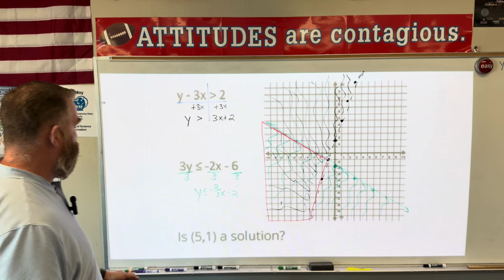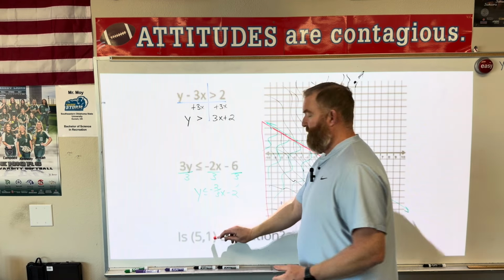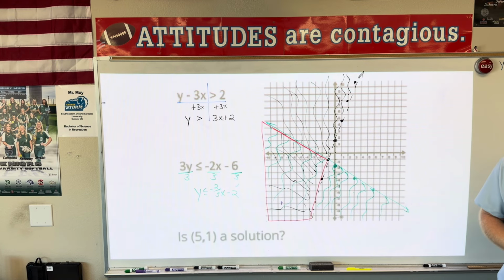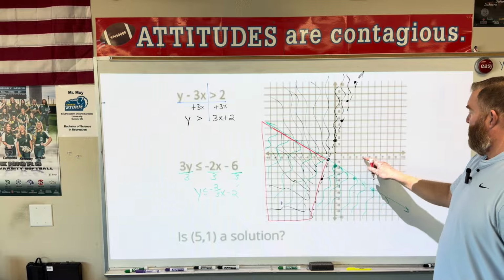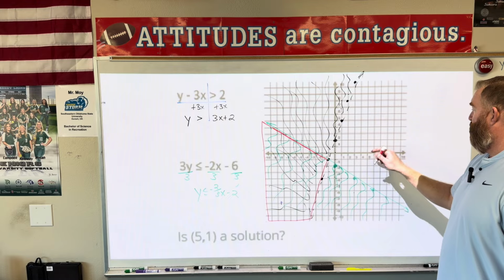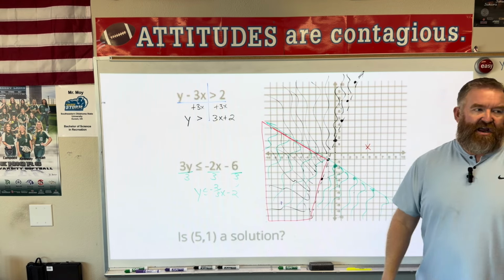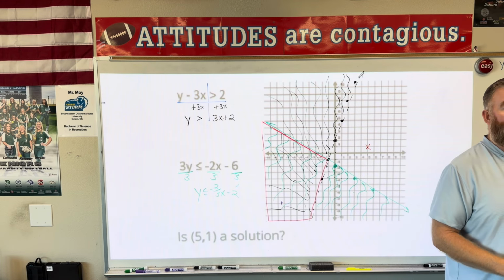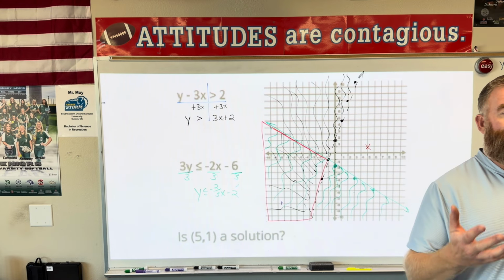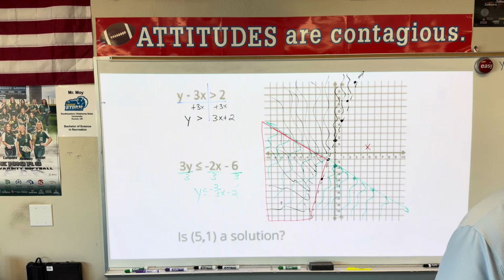Okay, so here's the question at the bottom. Is 5, 1 a solution? Is it a solution, yes or no? So 5, 1. So I go check. 1, 2, 3, 4, 5, 1. Is that a solution? No, it is not. It is not a solution. If it was on a dashed line, it's not a solution. Everybody just hear that? If you get a solution that's on a dashed line, is that a solution?